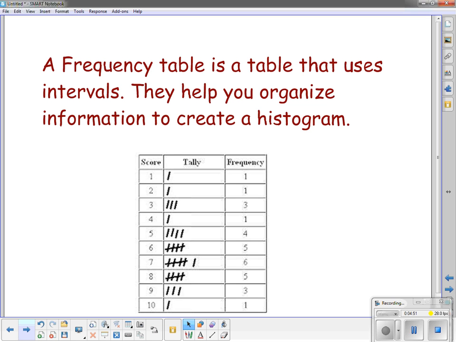Next, we're going to talk about a frequency table. A frequency table is going to help you to create your own histogram, and what it does is it organizes your data for you before you try to create the histogram or the graph.